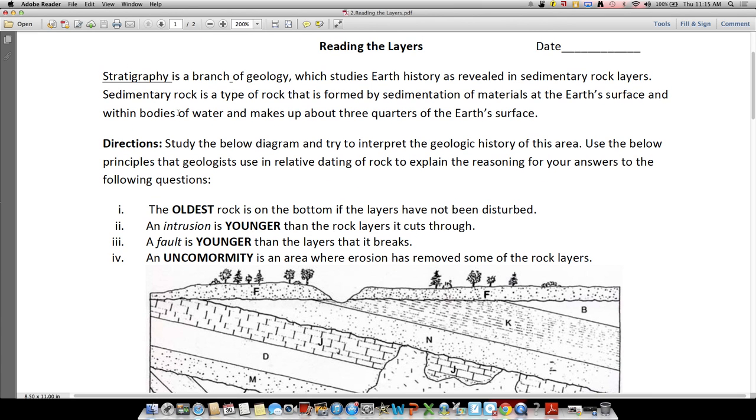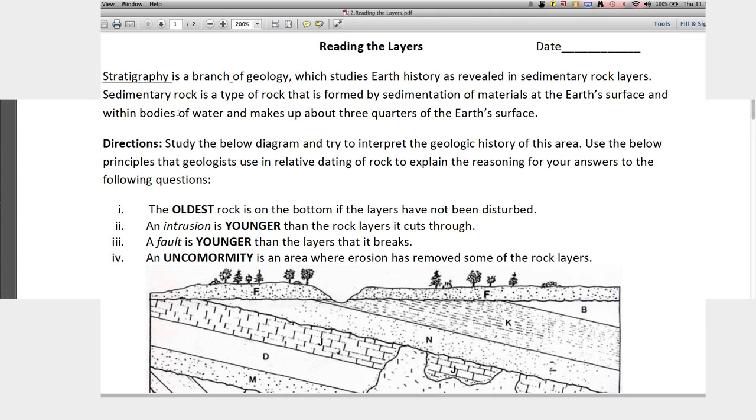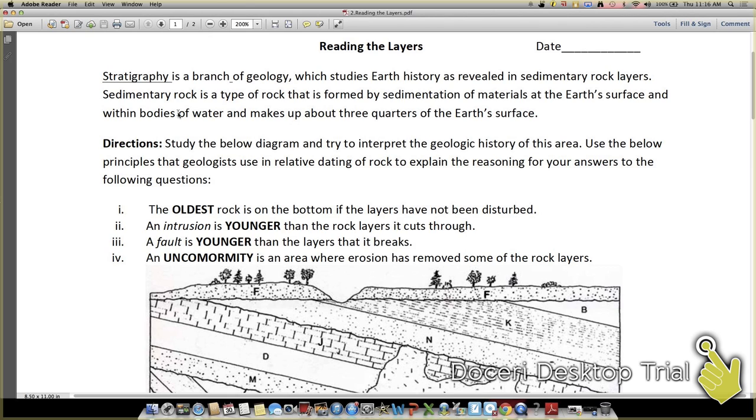All right, someone raise your hand and read to me the first paragraph. Here, Janie, go ahead. Okay. Stratigraphy is a branch of geology that studies Earth's history and has revealed the sedimentary rock layers. Sedimentary rock is a type of rock that is formed by sedimentation created at the Earth's surface, from within bodies of water and about 3 layers of the Earth's surface.